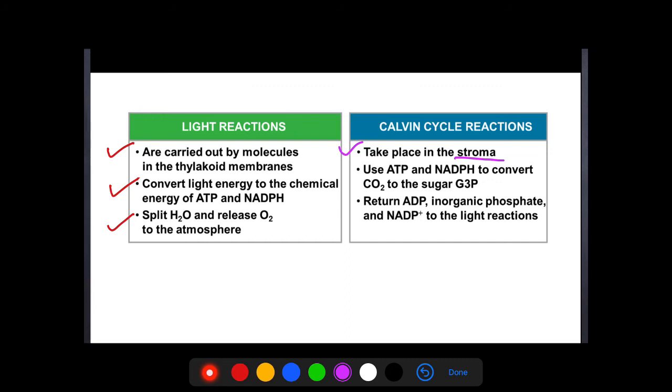And then you have the Calvin cycle, which takes place in the stroma. Remember, the Calvin cycle takes place in the stroma, while the light reaction takes place in the thylakoid membrane. In the Calvin cycle, you have ATP and NADPH from the light reaction that converts CO2 into sugar, specifically G3P. Then they will return the used ATP, which is now ADP, and the used NADPH, which is now NADP+, back to the light reaction so that it can convert them to ATP and NADPH and return them to the Calvin cycle. So this is the end of chapter 10.